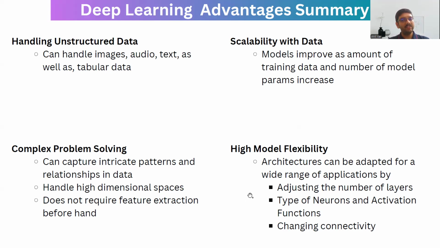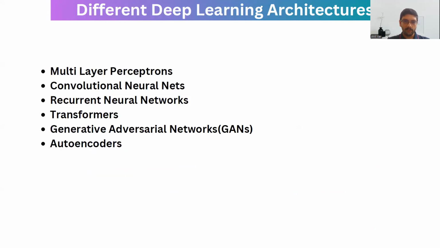Right? And they're very flexible as well, because you can try out a neural network, and if it doesn't work, you can play around with the hyperparameters. You can increase the number of layers. You can change the different neurons and activation functions, and you can get performance. So that makes deep learning extremely useful.